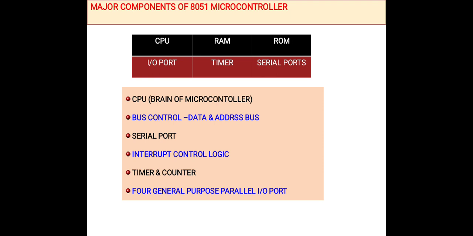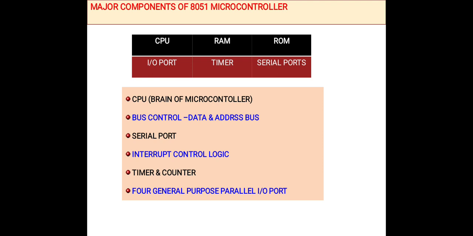The major components of 8051 microcontroller are CPU, RAM, ROM, input-output port, timer and serial ports. CPU is the brain of microcontroller. CPU can work on only 8 bits of data at a time. Data larger than 8 bits has to be broken into 8-bit pieces to be processed by CPU.